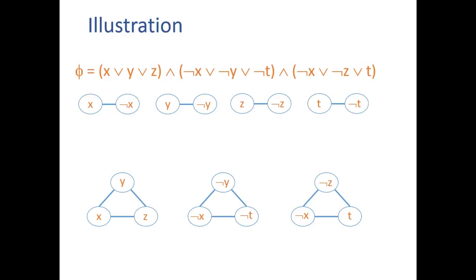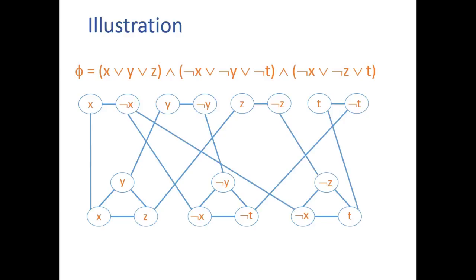Let me do it for the first clause. The first clause contains all literals occurring positively: x, y, z. So I connect it to x, y, and z. The second clause contains everything negatively: not x, not y, not t. So I connect to not x, not y, and not t.